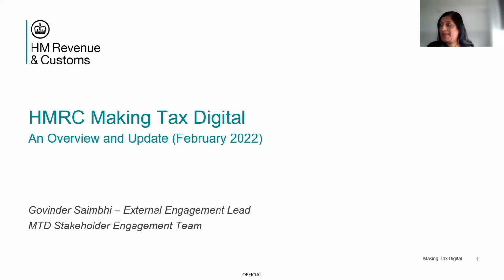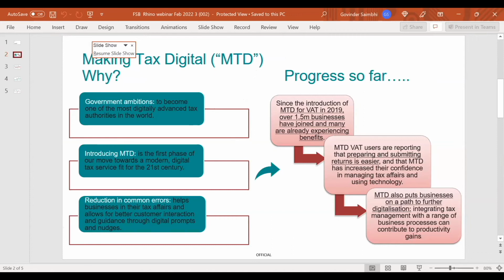I'm Govinda Sambi, and as Dion said, I work as the External Engagement Lead at HMRC in the Making Tax Digital programme. Principally, my job role is to look at end business customers, those that are going to be impacted by Making Tax Digital, and specifically to look at those that might need additional support to take part in that.